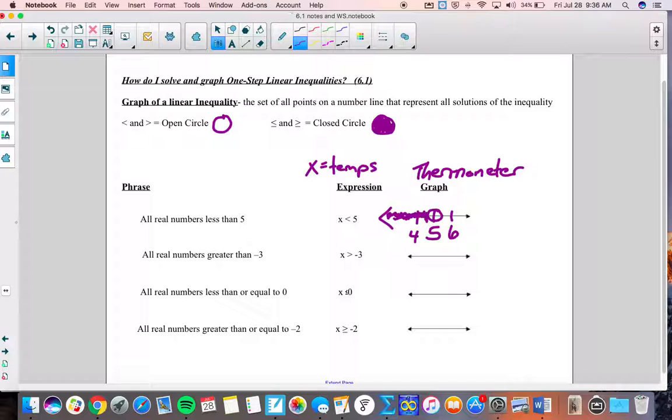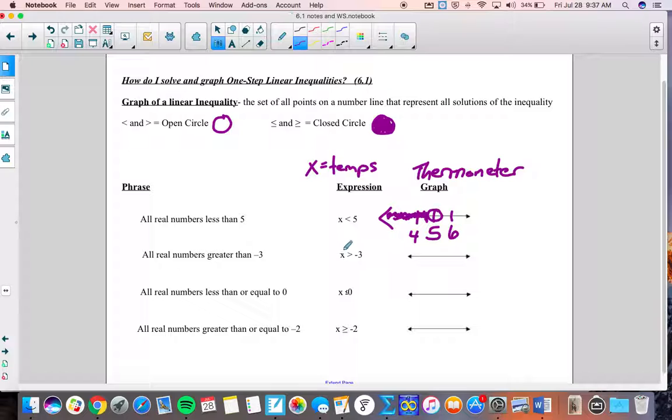And then I put an arrow showing that it goes forever and ever. So here's the expression. I read it all real numbers less than 5. My solution is less than 5. And then I shade that region. So you might want to look at the expression first because this is what we'll be practicing.